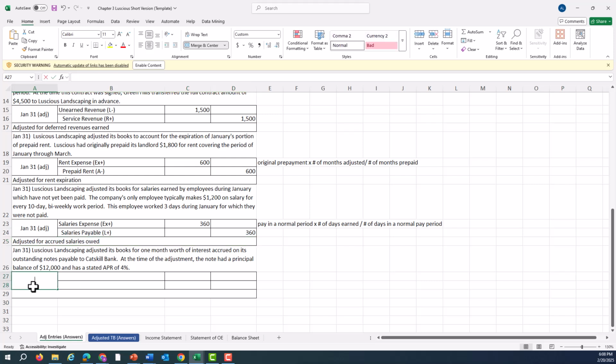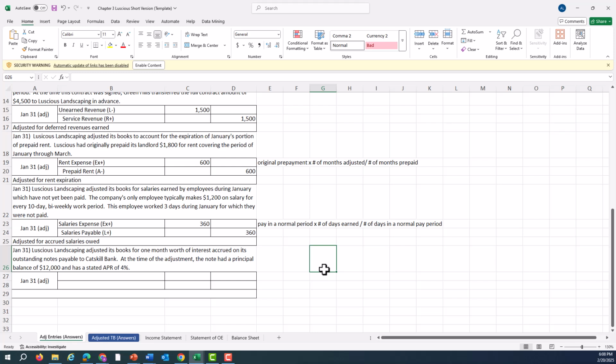And then our last adjustment in this example, on January 31st, we're going to adjust our books for 1 month worth of interest being accrued on our outstanding notes payable to Catskill Bank. So we took out a loan from a bank. We got cash when we took out the loan, and we've got to repay them in the future. But now we don't have to just repay them the $12,000 that we borrowed, because they're going to constantly be ticking up interest on this loan.